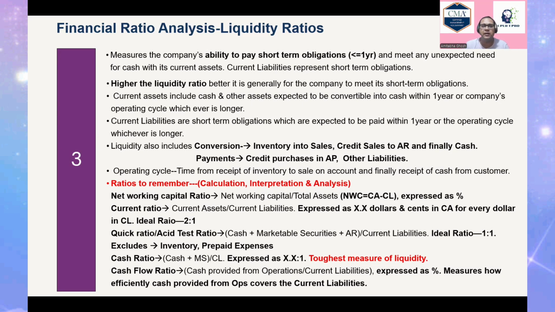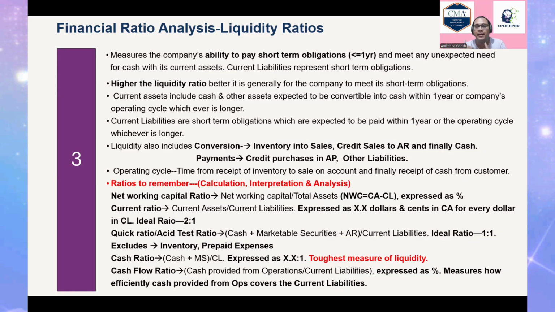So firstly, talking about liquidity ratio, it actually measures the ability of the company to pay short-term obligations, which is generally less than 1 year or 1 year, and meet any unexpected need for cash with its current assets. And current liabilities represent the short-term obligation. So here the focus is whether the company is able to meet its short-term obligations in a smooth manner or not. What is the position of its current assets so that they can be readily convertible into cash and the obligations can be met. So the liquidity ratio's main focus area is that the higher the liquidity ratio, the better it is generally for the company to meet its short-term obligations.